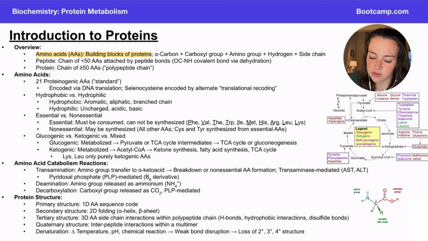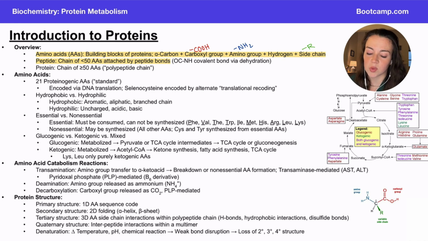So back to the outline here, remember our structure was that center alpha carbon plus a carboxyl group, that C double bond OOH, that amino group, which was the NH2, that lone hydrogen, and then that variable side chain, or our R group. So that's the structure of our amino acid building block. And then we can put those building blocks together into chains. A chain of less than 50 amino acids is called a peptide. And the bonds that link together those amino acids are called peptide bonds.